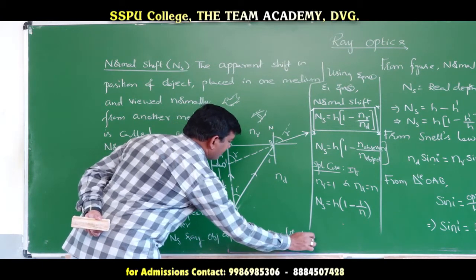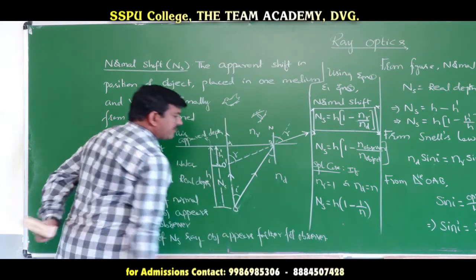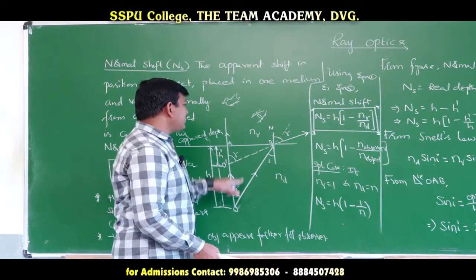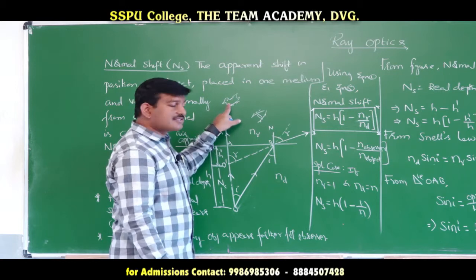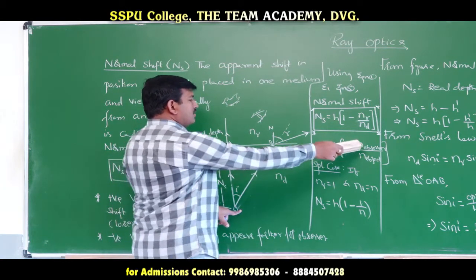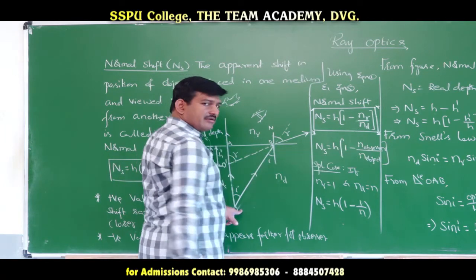Let us check it once again mathematically. So here the fish is the observer and it is observing the bird. The bird is in the rarer medium. The bird is the object and the fish is the observer in this case. So what is this? In which medium is the fish? The fish is in the denser medium.